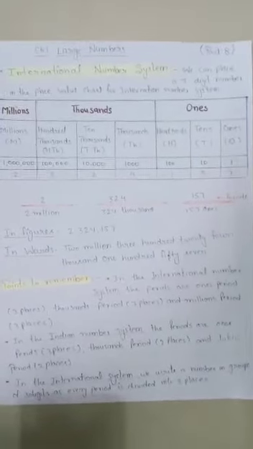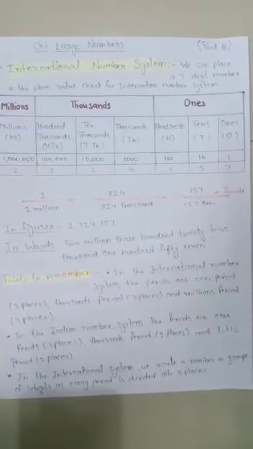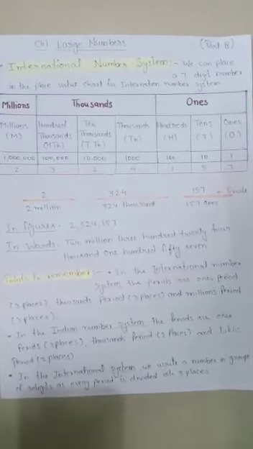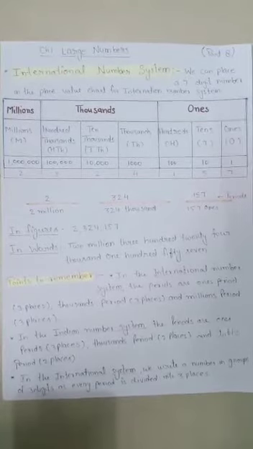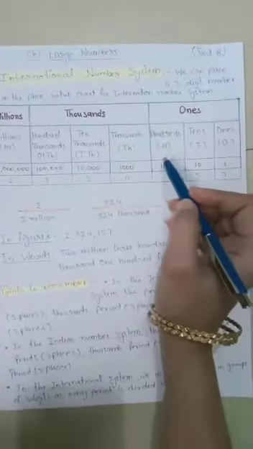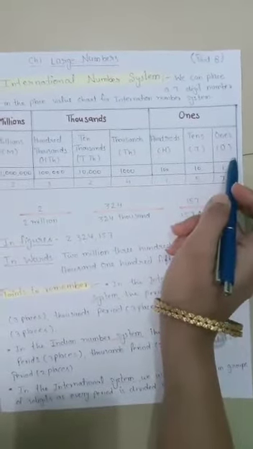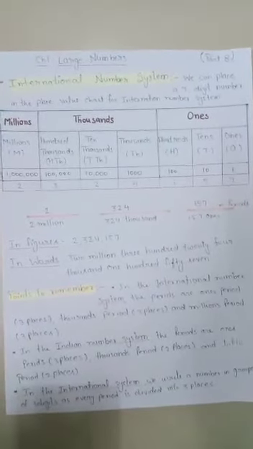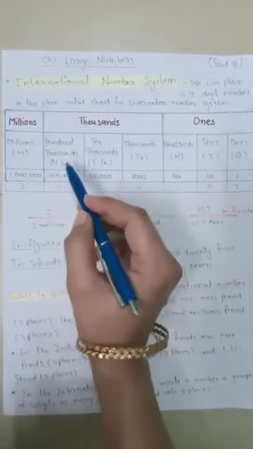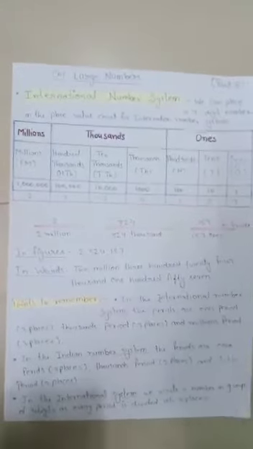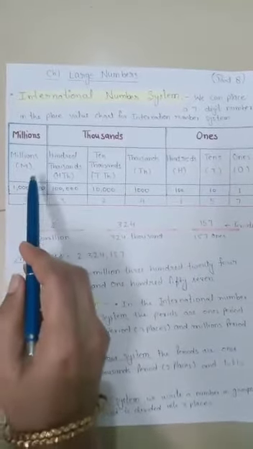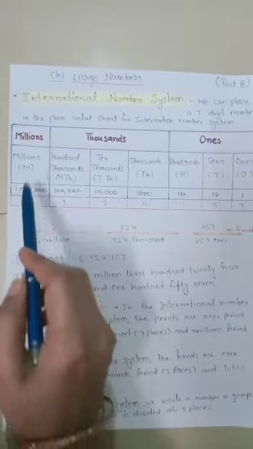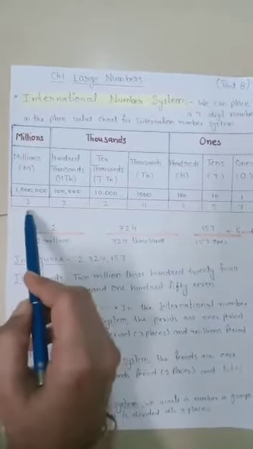Now there are some points to remember about the international as well as the Hindu-Arabic or Indian number system. What are these? In the international number system, in the ones period there will be 3 places. Look here, 1, 2, 3 places are in the ones period. In the thousand period there will also be 3 places. And in the million period there will also be 3 places, but because we are learning only about 7 digits, we show only 1 digit here.